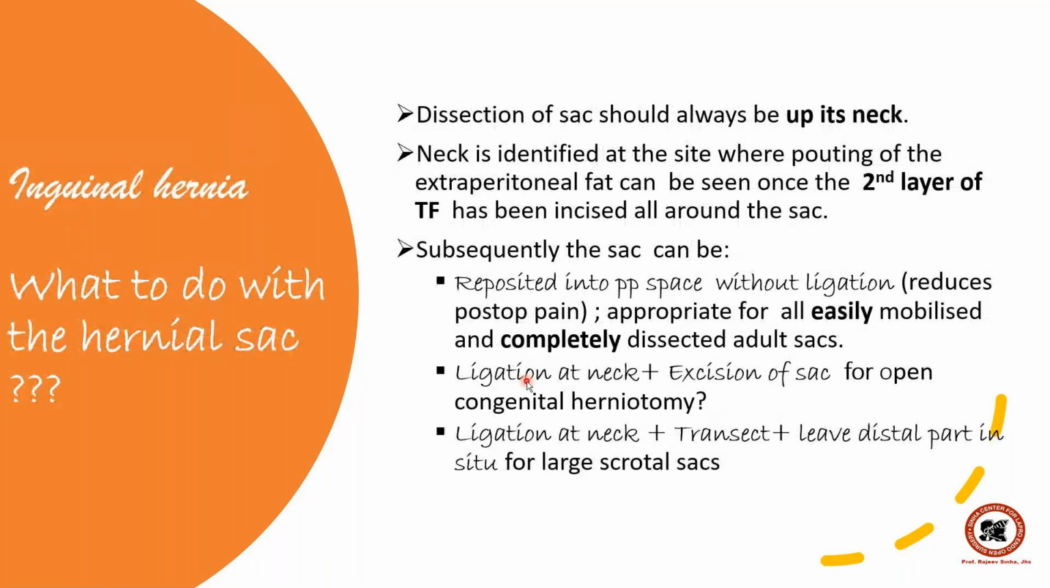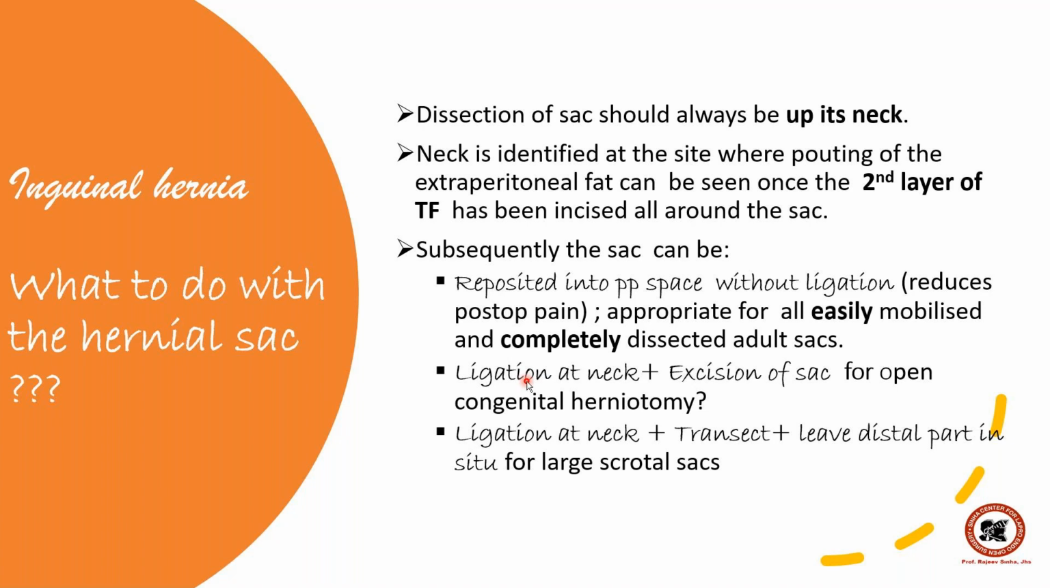Now, the sac has to be dissected up to the neck. So, management of the sac, what to do with the hernial sac? Dissect it up to the neck. Remember last time I told you about the anatomy? I said that there are two deep inguinal rings: the conventional one, and number two, the secondary deep inguinal ring. So you have to go up to that part. And how to identify the neck of the sac? When you find the bulging of the extraperitoneal fat. So you have dissected the neck up to that part, and subsequently that is the second layer of the transversalis fascia. And subsequently you can do three things with the sac.